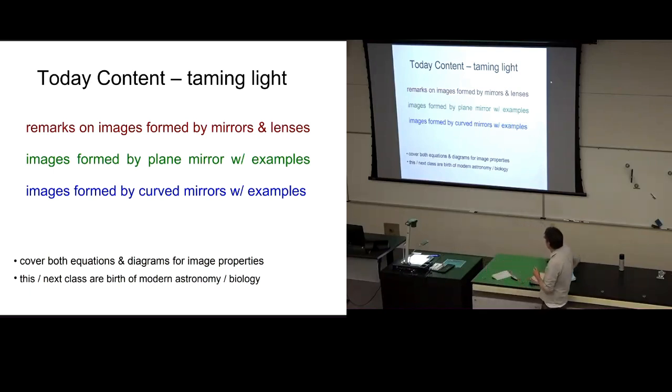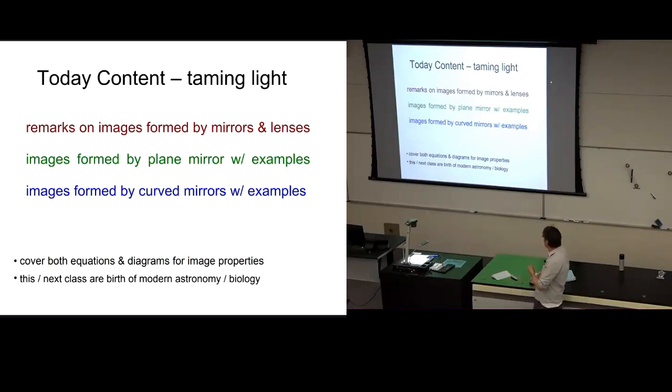Specifically, in today's class, I want to talk about these three topics. I want to say a little bit in general about formation of images by arrangements of lenses and mirrors, just general remarks on that. That's the first bullet. Then I want to talk about specifically images that are formed by plane or flat mirrors, the properties, the characteristics of images formed by flat mirrors, planar mirrors. We'll discuss the equations that describe that, and also how to ray trace, make diagrams of that.